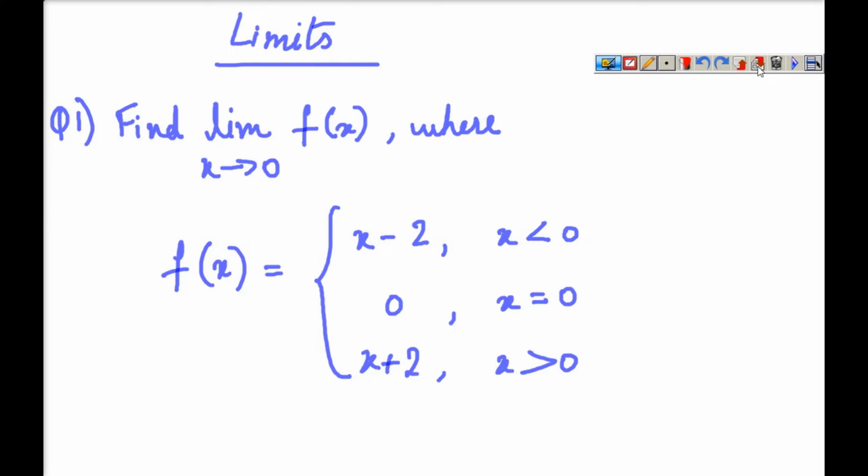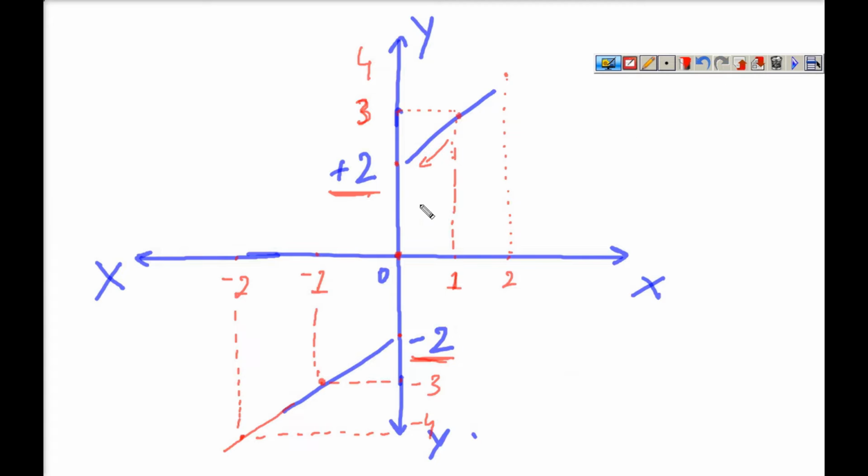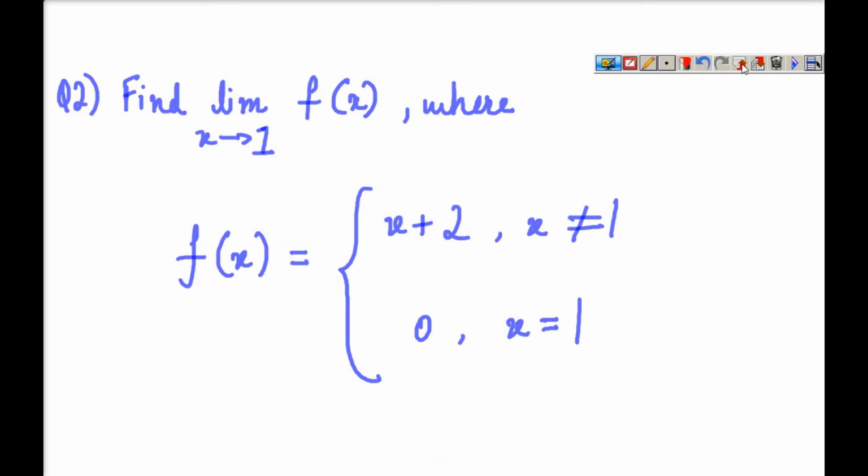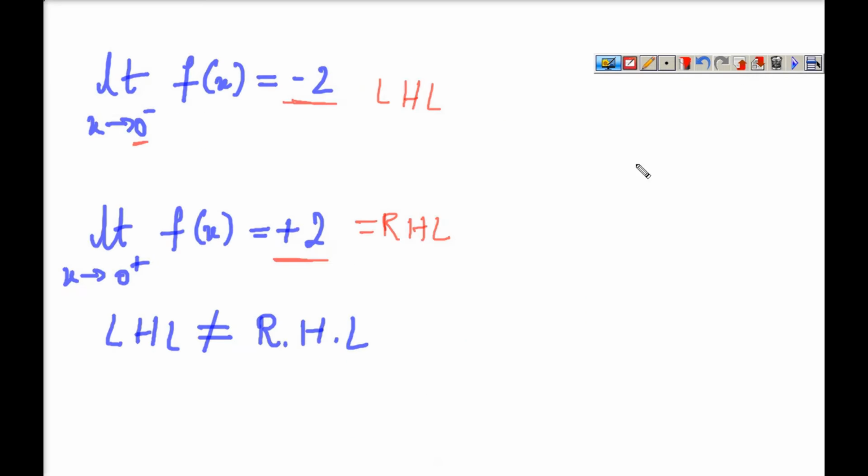So the limit actually does not exist at x equals 0. It is discontinuous. See, the right hand limit is plus 2 and the left hand limit is minus 2, so the limit does not exist.